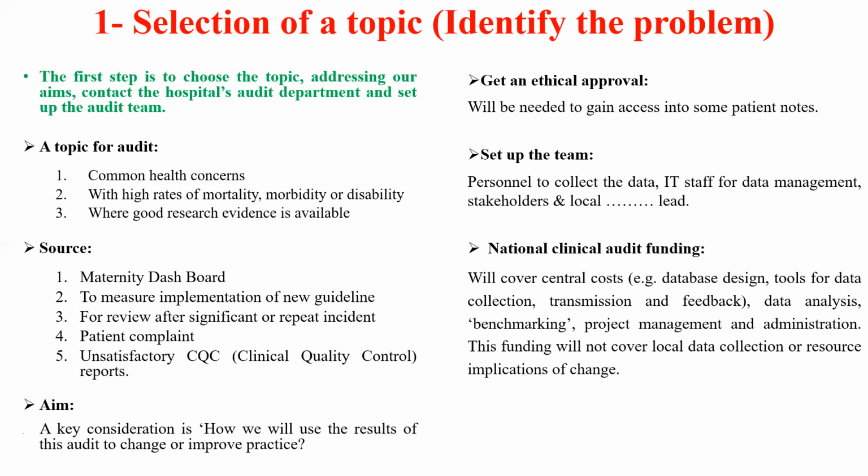The next point, the aim of your topic. As a general, a key consideration to answer this is the aim: how we will use the result of the audit to change or to improve our practice. So the aim is to change or improve our practice. After this, we'll go to the next step, which is to get an ethical approval. We will need an ethical approval if we need to gain access to the patient notes.